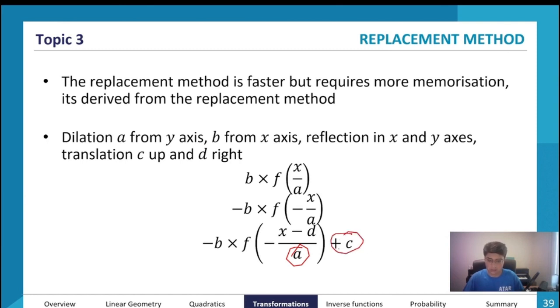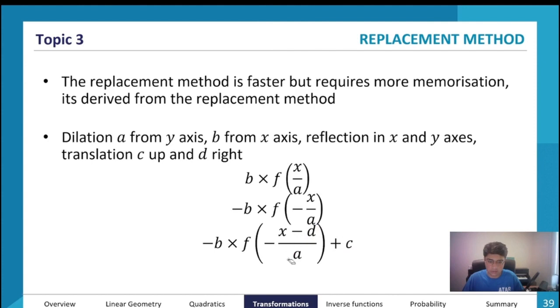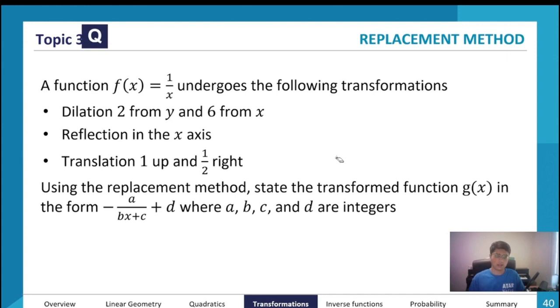But then if we're translating C up, that follows the rules we'd expect. We're adding a value of C. But then if we're translating D to the right, we're actually minusing by D. So it can get pretty confusing, but once you remember that this series of transformations corresponds exactly to this change in the equation of the original graph, then you can start using the replacement method a lot more in your working. So we'll practice that here.